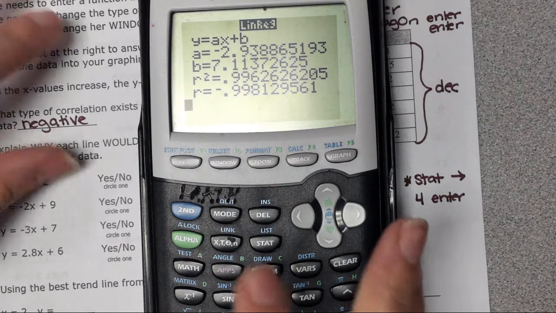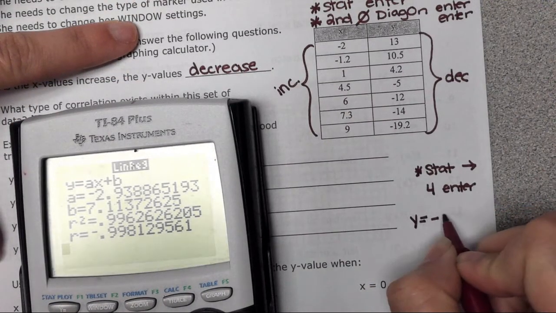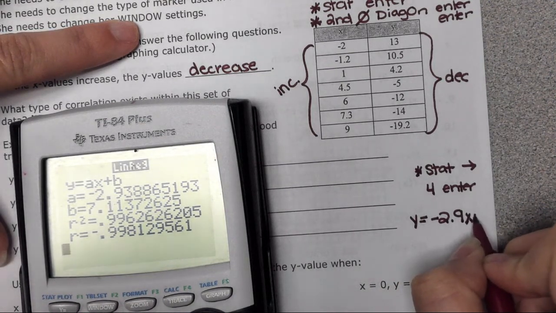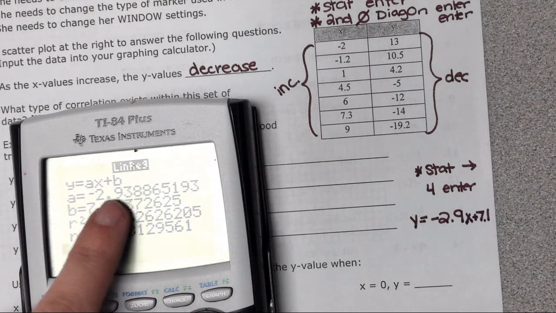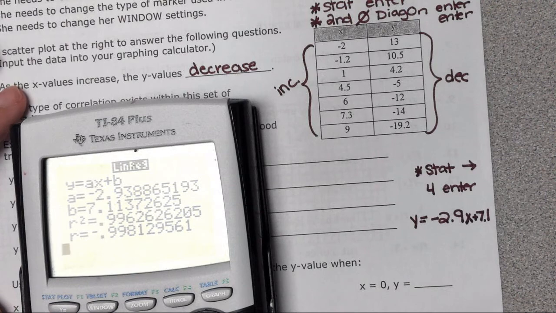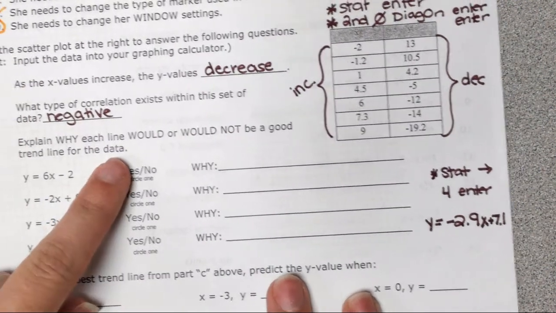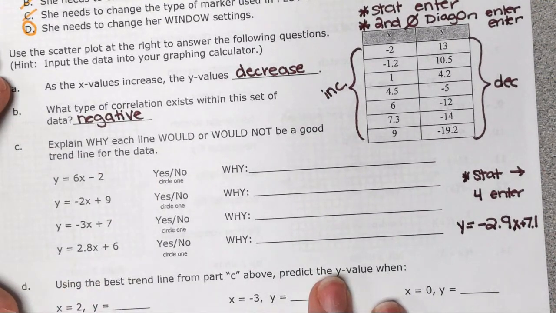So my equation would be y equals negative 2.9x plus 7.1. The a value is your slope, the b value is the y-intercept. So let's compare these. Explain why each line would or would not be a good trend line for the data.